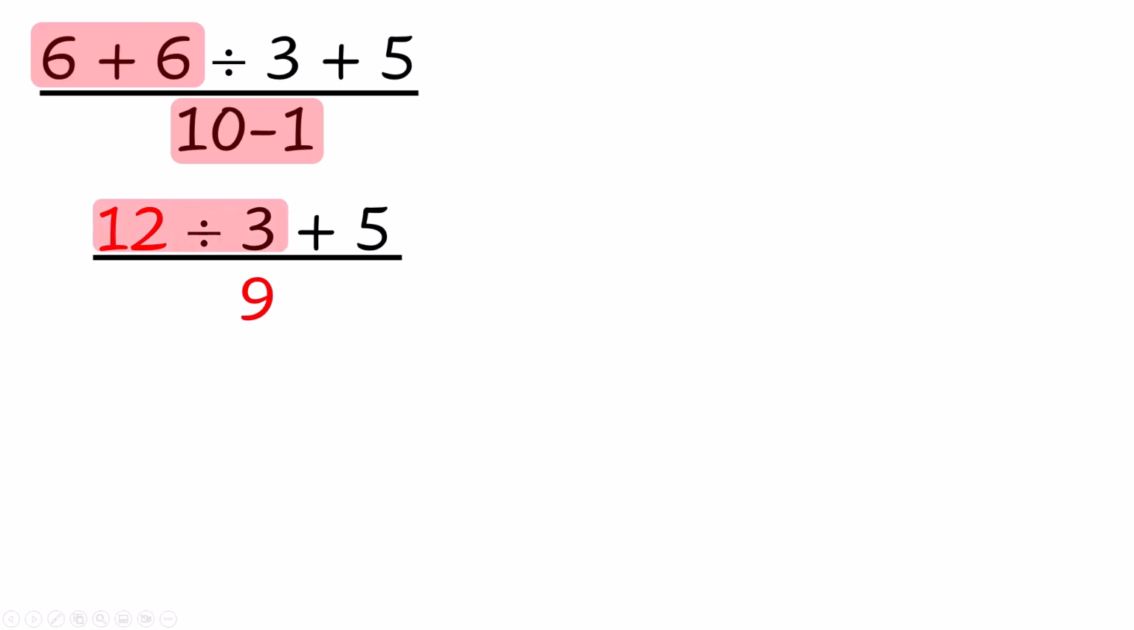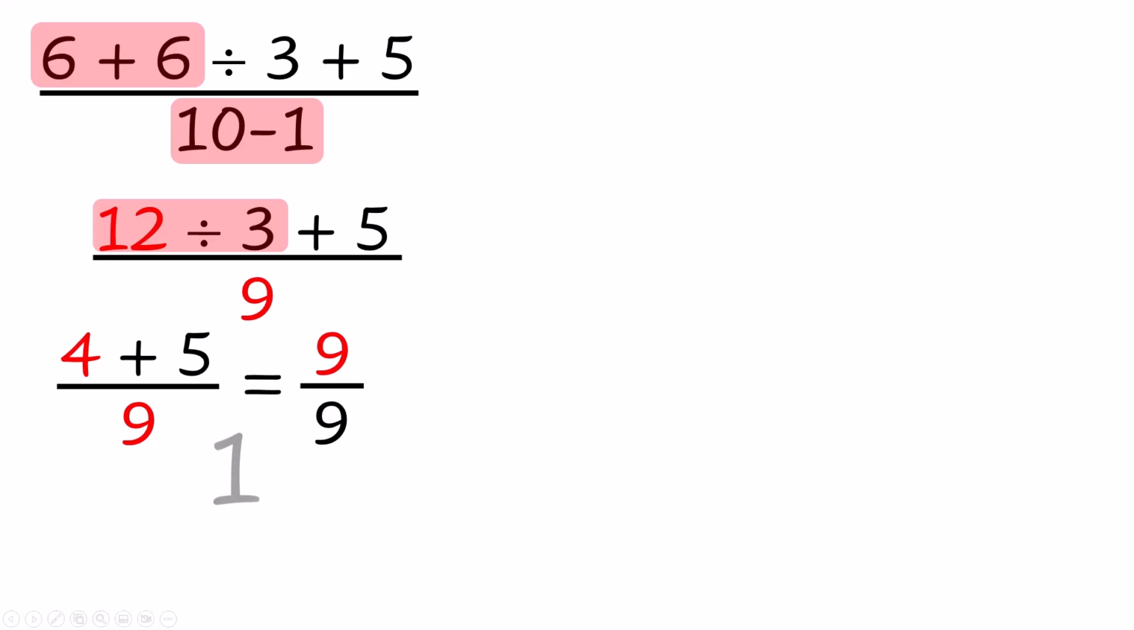Next, let's do the 12 divided by 3. And we get 12 divided by 3 is 4, plus 5 divided by 9. Simplifying that, we get 9 over 9. 9 divided by 9 is 1.